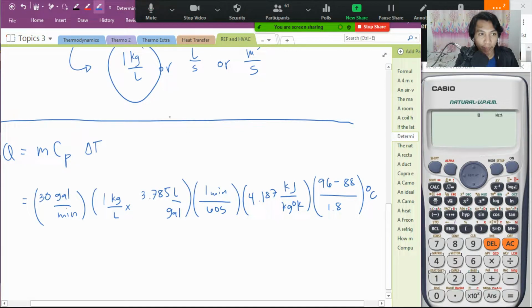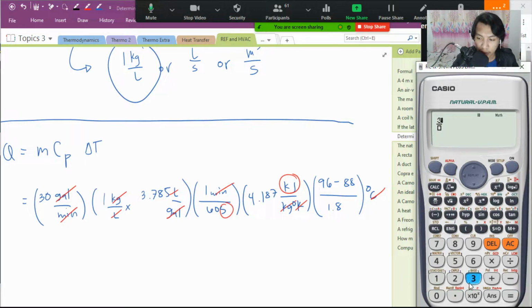Tingnan natin. Cancel natin yung same units. Medyo matagal lang. Okay? Yung minute, gallon, kilogram, Kelvin, Celsius degree, kilojoule. Ay, hindi pala. Matitira pala yan. Yung liter and liter. Kilojoule per second. Okay. Solve na natin. Di ba? Medyo matagal. 30.